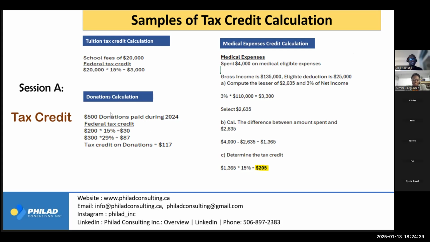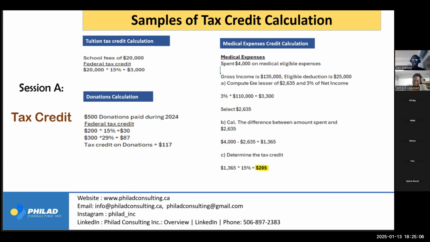Bottom left again is the donation calculation. Let's assume you donated $500 during the year in 2024. For the federal tax credit calculation, the first $200 at 15% is $30. The next $300 at 29% is $87. In total, $117 at the federal level. Provinces also have their own calculation because of the rates they gave, like Ontario with 5.05% on the first $200, Alberta about 60%. So those calculations come into play as well.